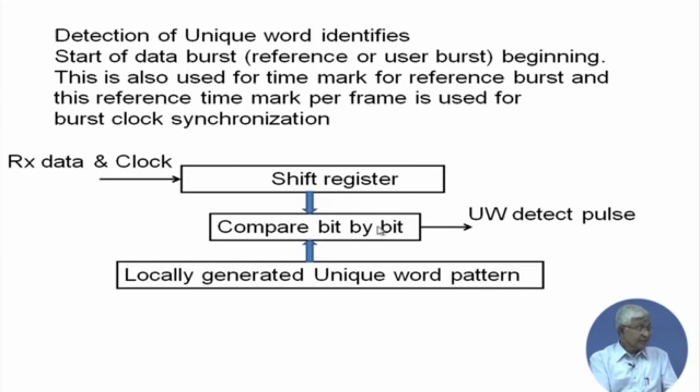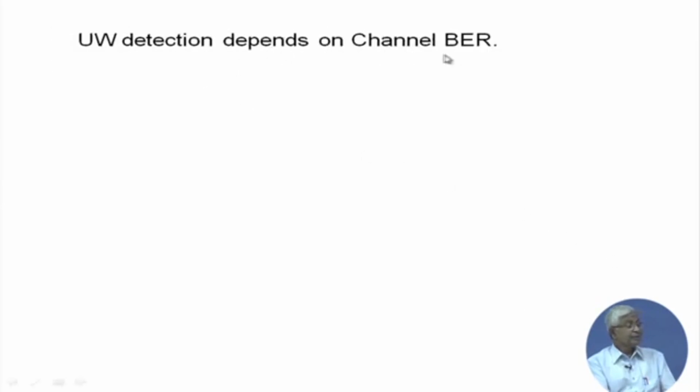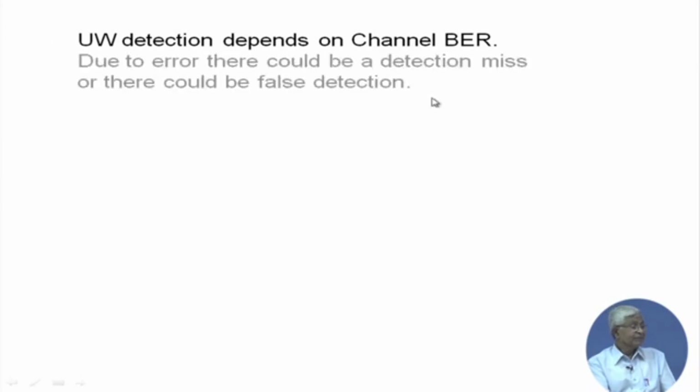The problem is, what happens if an error occurs? There may be an error in the unique word or the data. So, unique word detection depends on the channel bit error rate, and due to error there could be a detection miss if the error occurs in the unique word itself. Or, if due to error a portion of the data looks like a unique word, then it is a false detection. So, there are two probabilities, the misdetection probability and the false detection probability. Both are based on the channel BER, and also on the size of the unique word.